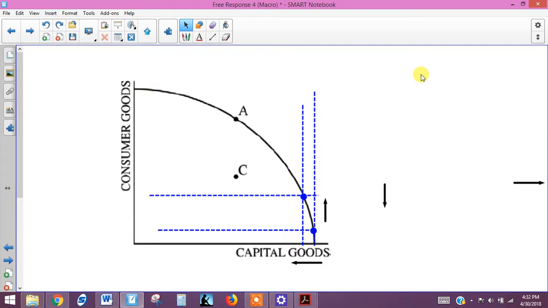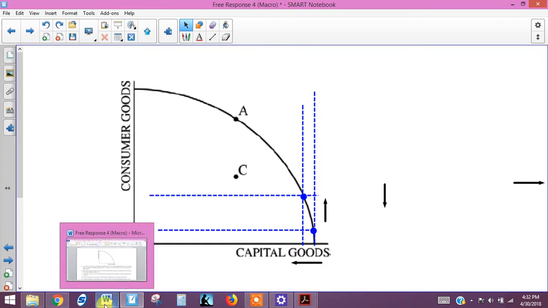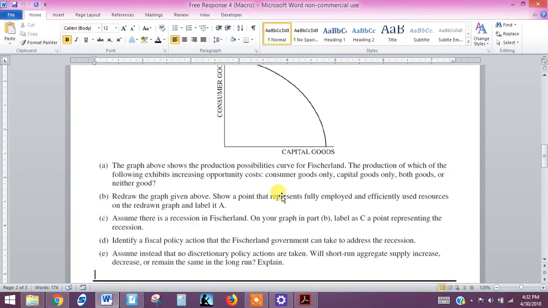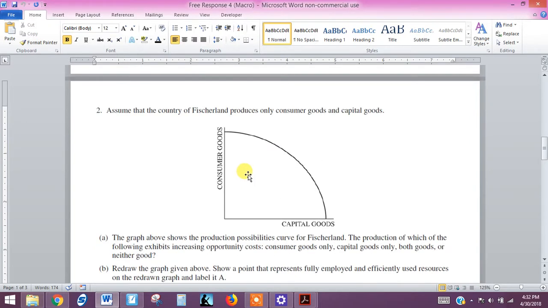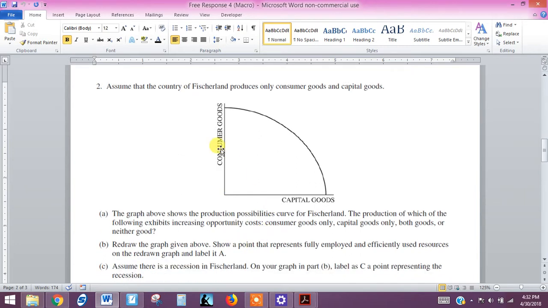So that's the detailed explanation of why we would answer that this diagram right here exhibits increasing opportunity costs for both consumer goods and capital goods.